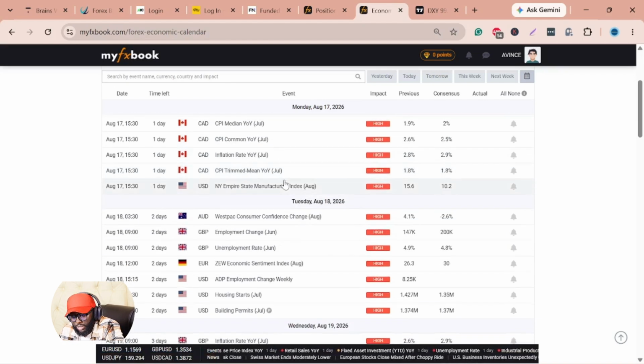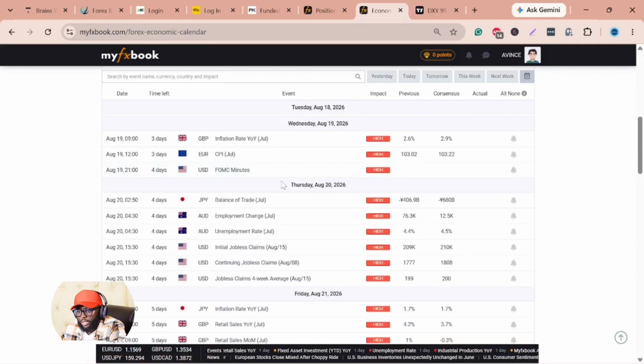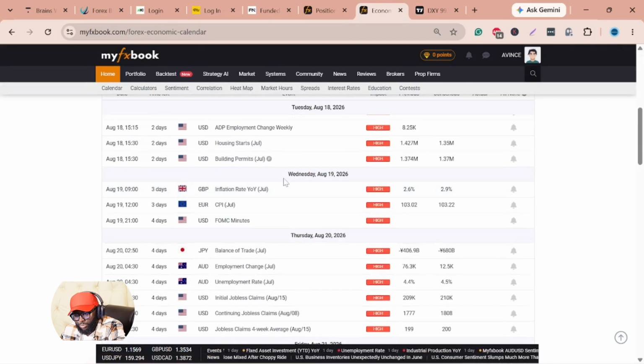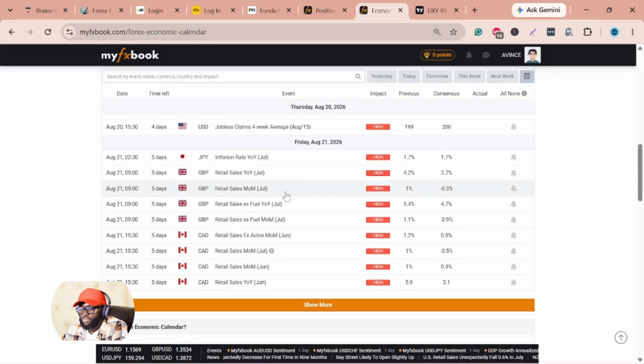Now for Tuesday, we're going to be having some AUD, GBP, Euro and USD pairs. Then on Wednesday, we're going to be having some GBP, which is the inflation rate. Then we'll also be having CPI and FOMC minutes. That is on Wednesday, so the dollar traders, I think you need to be aware about Wednesday. Then on Thursday, you're going to be having some JPY, AUD and USD news. Then you're going to end on Friday with some Japanese yen, GBP and CAD news. So that is it for the fundamentals.